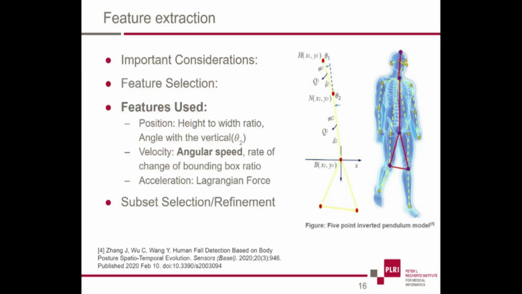To capture the complete motion of the person, we extract features corresponding to the position, velocity, as well as acceleration. For example, corresponding to position, we use the angle of the person's body with the vertical, shown as θ2 in the figure. Corresponding to velocity, we show the rate of change in θ2, or the angular speed of the person.